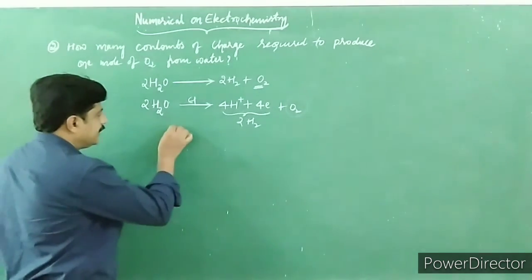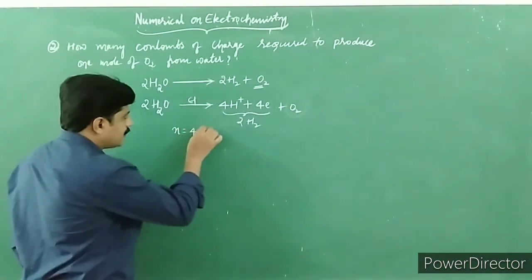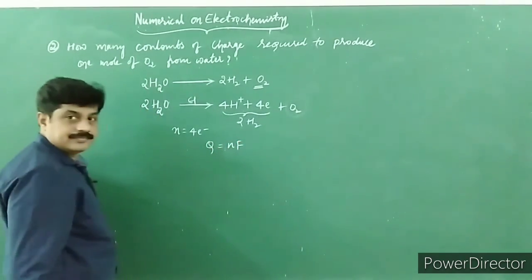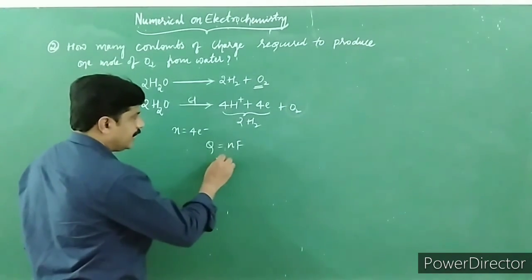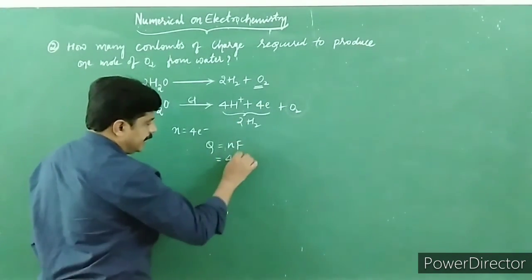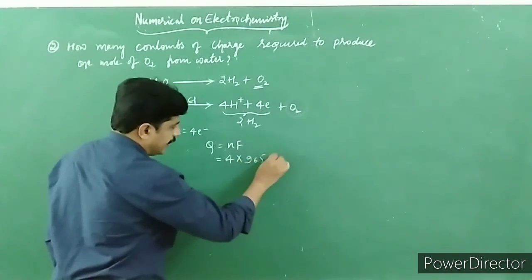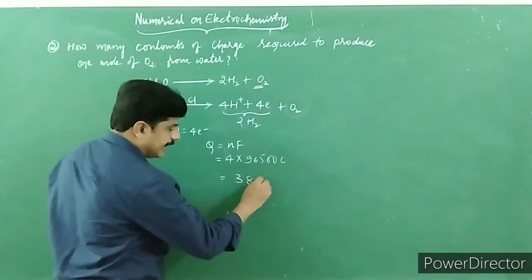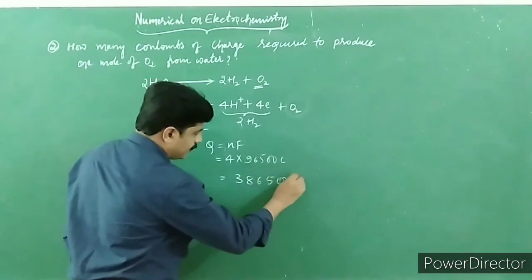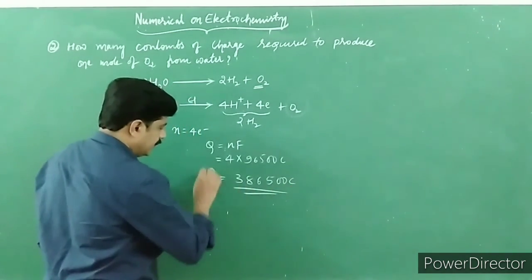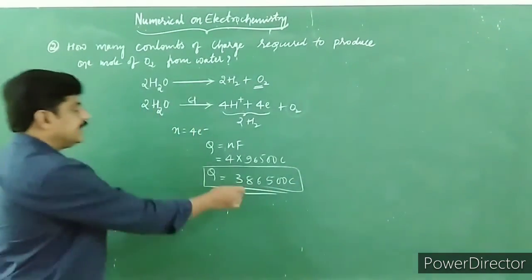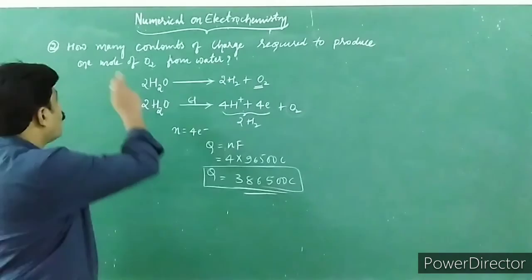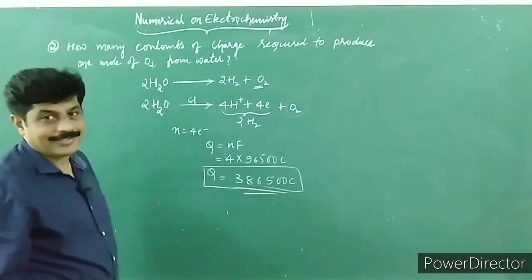Look at here, how do I write? So n is equal to 4 moles of electrons, and you know the formula, Q is equal to n into F. Is it not? Now n value is how much here? It is 4. That is 4 into 96,500 coulombs. Now I simplify that, you are going to get 3,86,500 coulombs. So this is what Q. That means you require 3,86,500 coulombs to produce 1 mole of oxygen from water.